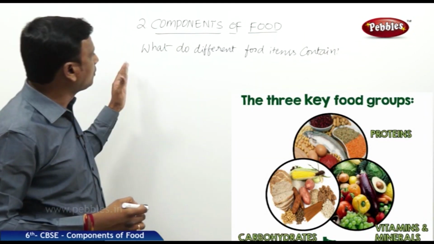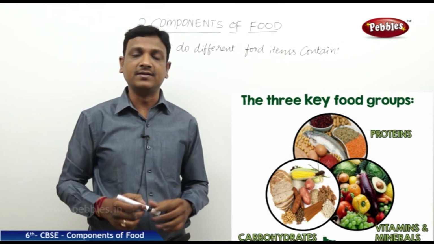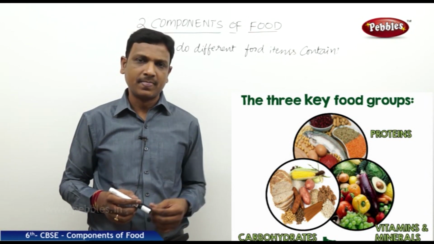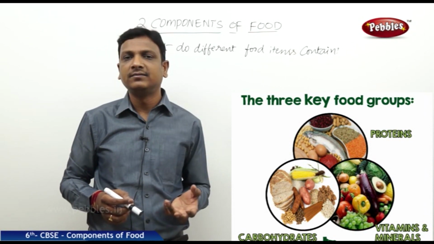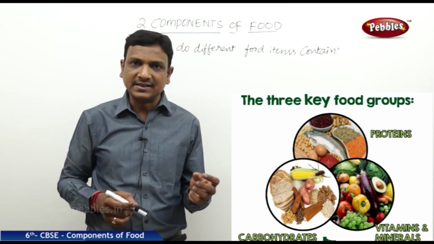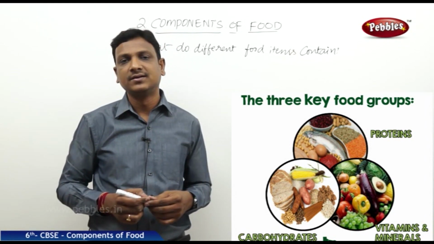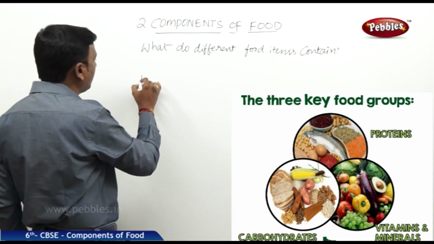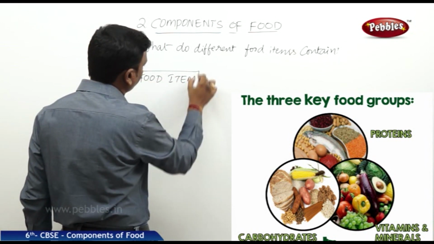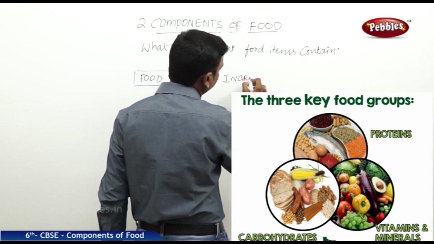So let us see the first one. What do different food items contain? In the previous lesson, we have seen the food items are made up of different ingredients. Idli is made out of urad dal and broken rice. So this rice and urad dal mix, the combination with salt and water, makes the idlis. Those are the ingredients. So any food item you take is made up of ingredients.